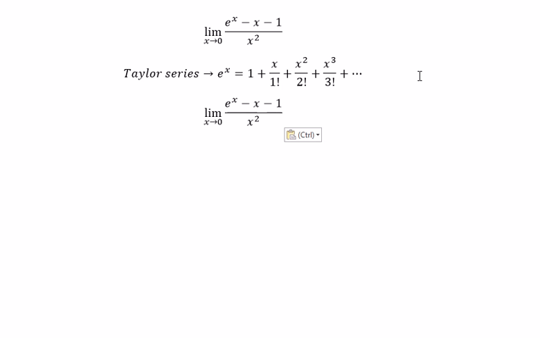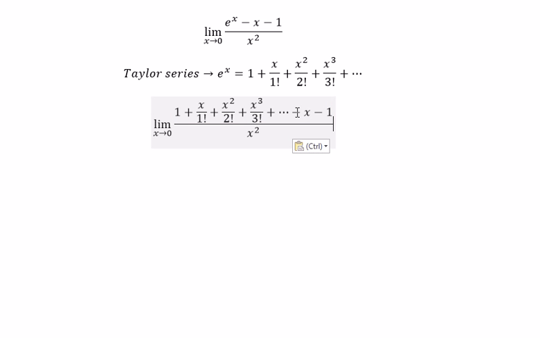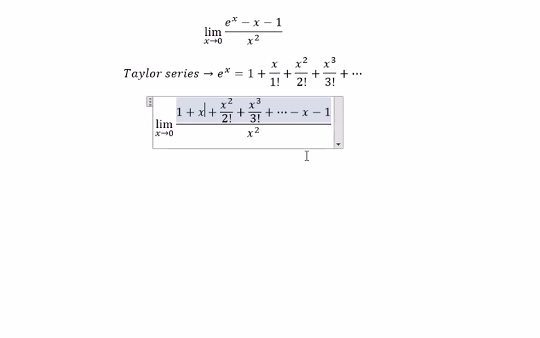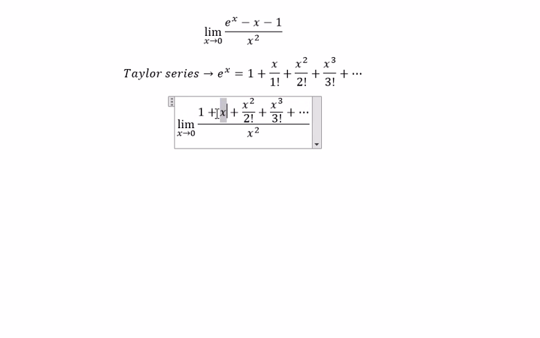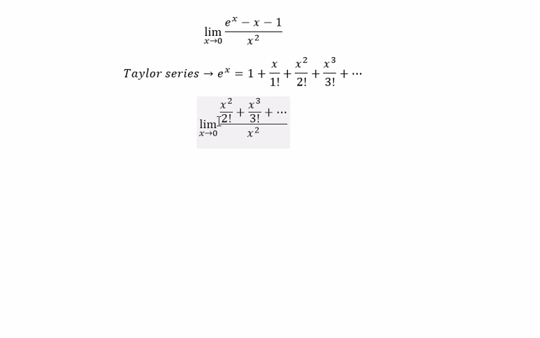So we put this series in here. Now we have negative s, that's s over 1 factorial in here, and negative 1, that's it with the 1 in here, so they will cancel. Next we have s squared divided by s squared, s to the power of 3 divided by s squared, and so on in here, and we will get the new series.